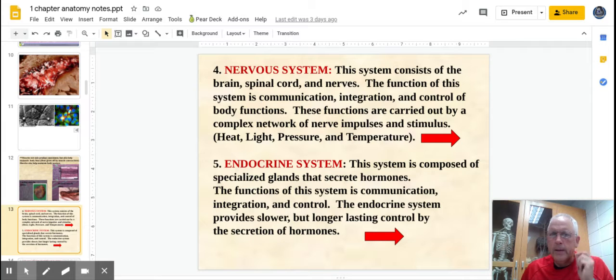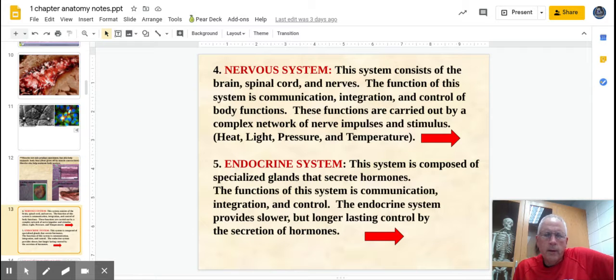The nervous system, that is pretty self-explanatory. We're not going to spend a lot of time on it either. Very fast, your brain, your spinal cord, your nerves, controlling all of our organs. Basically, you can control everything. Very complex set of nerve impulses and stimulus.